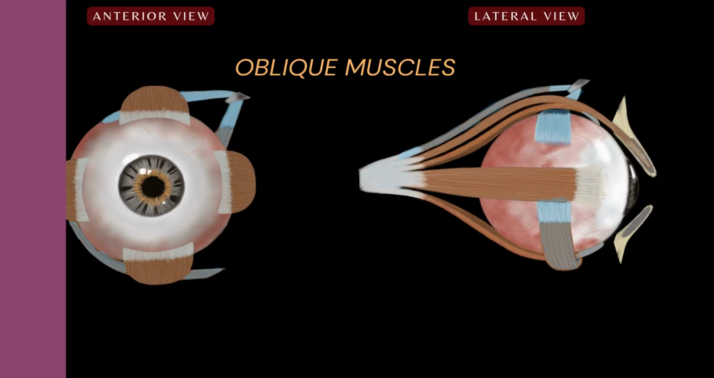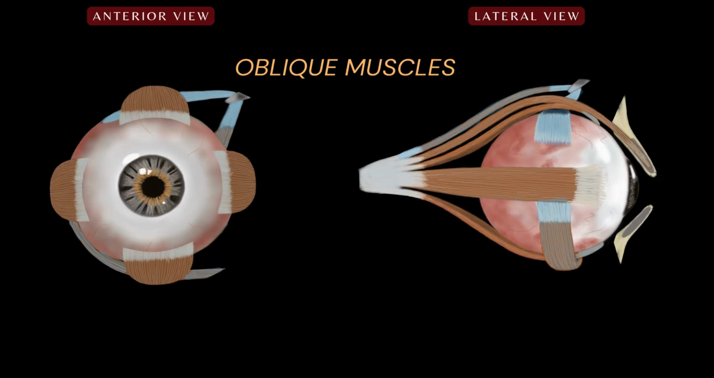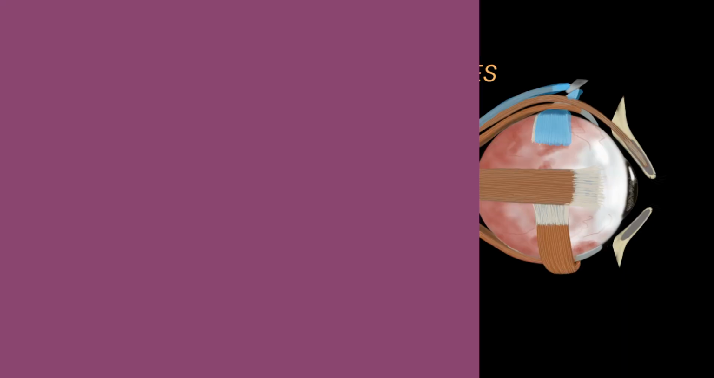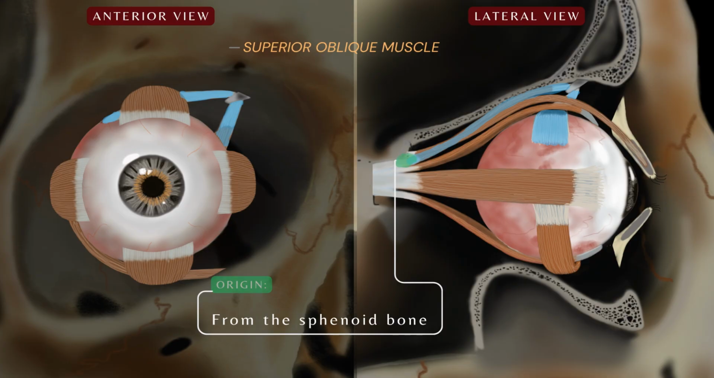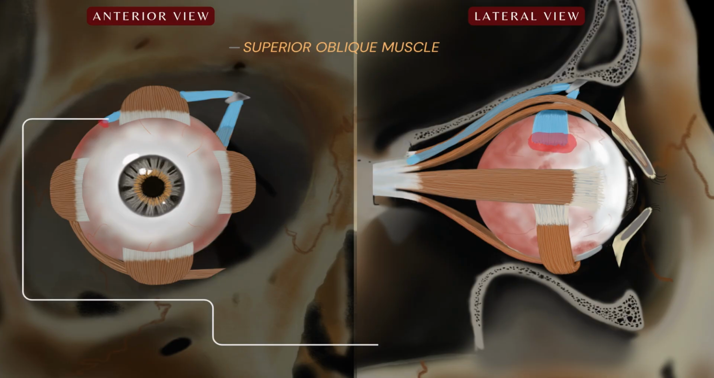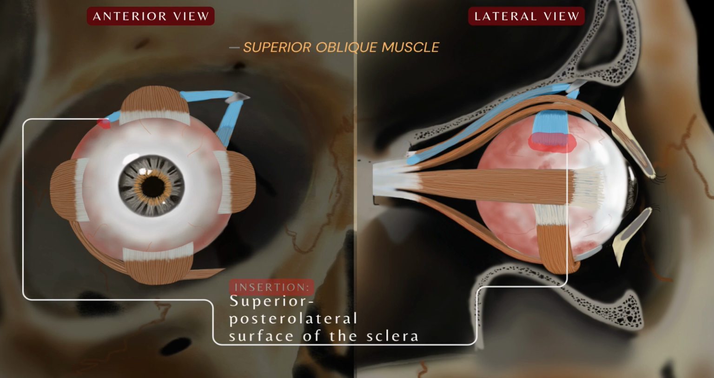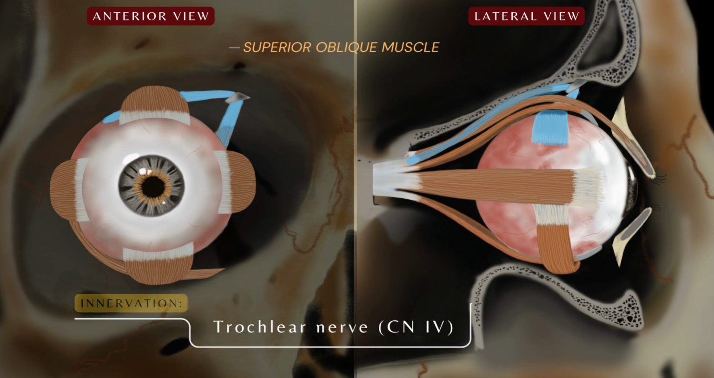Now let's look at the oblique muscles, which have more complex paths and actions. Superior oblique originates from the sphenoid bone, passes through the trochlea, a pulley-like structure, where it inserts on the superior posterolateral surface of the sclera of the eye. It is innervated by the trochlear nerve, CN4.